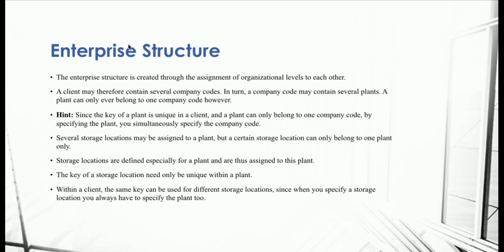The client may therefore contain several company codes. We discussed already, client can have different company codes. In turn, a company code may contain several plants, right? Many plants can be part of one company code. A plant can only ever belong to one company code, however. This is very important. You cannot have a plant which is being shared by multiple company codes. Plant is always assigned to one company. One company code can have multiple plants, but one plant can only be assigned to one company.